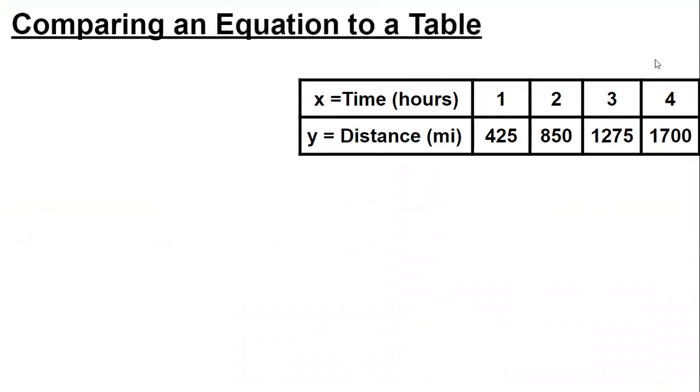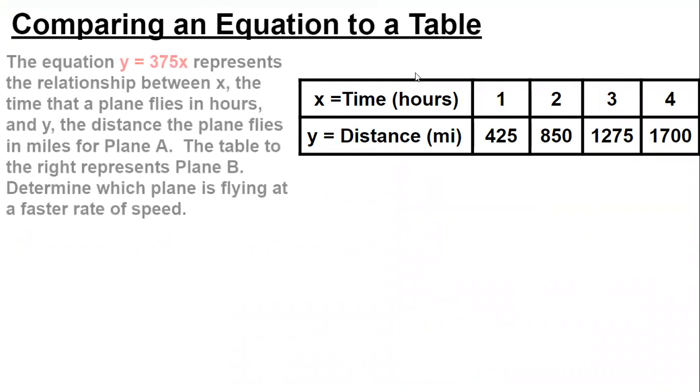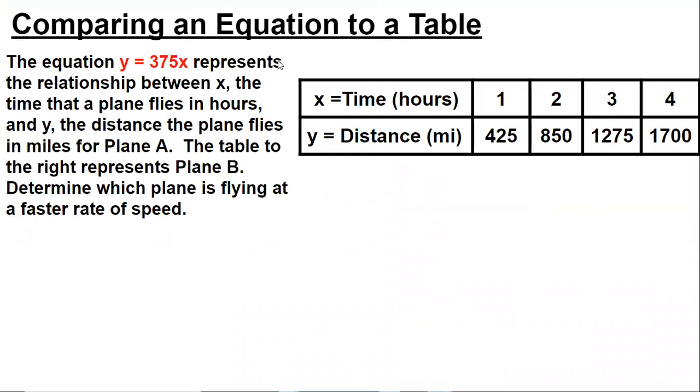Comparing an equation to a table, okay? Remember, we're comparing different things now. So now we've got the equation y equals 375x represents the relationship between x, the time that a plane flies in hours, remember time is independent, and y, the distance the plane flies in miles for plane A. The table to the right represents plane B. Determine which plane is flying at a faster rate of speed.